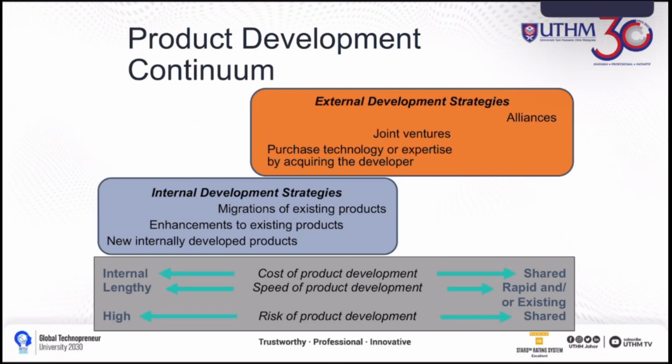So they have a strategy here, which is either we go through the external development strategy or the internal development strategy. Under the external, we have alliance, joint venture, or we purchase technology or expertise by acquiring the developers. So alliance means that a company may form an alliance or partnership with other organizations, including the competitor, the supplier, or complementary businesses, so that they can collaborate on product developments.